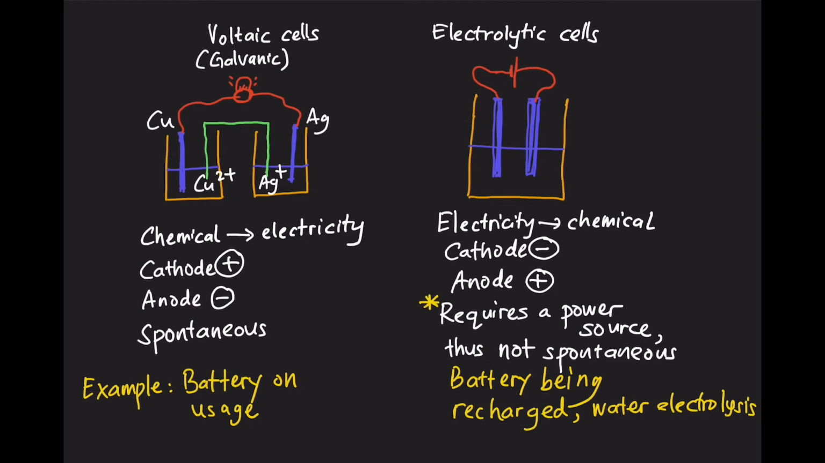Now that we are able to balance the redox reactions, we will take a look at two different electrochemical cells, which are the voltaic cells, sometimes also called the galvanic cells, and the other one is the electrolytic cells. In this case, we can see the cell diagram. This is called the cell diagram for a voltaic cell.